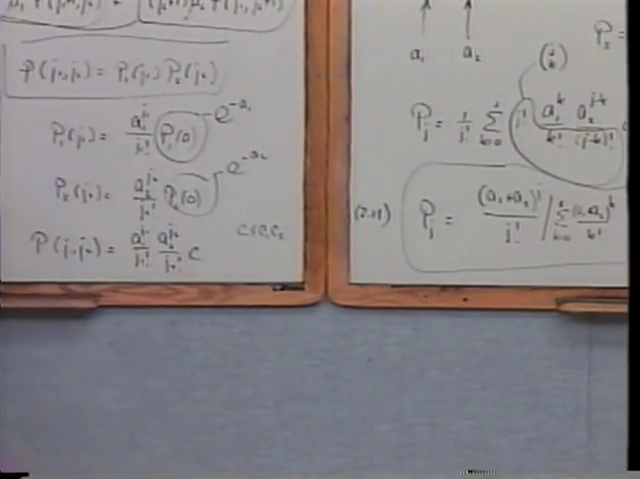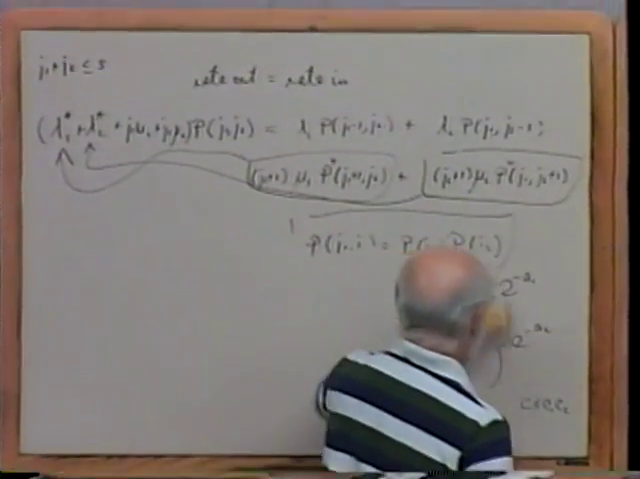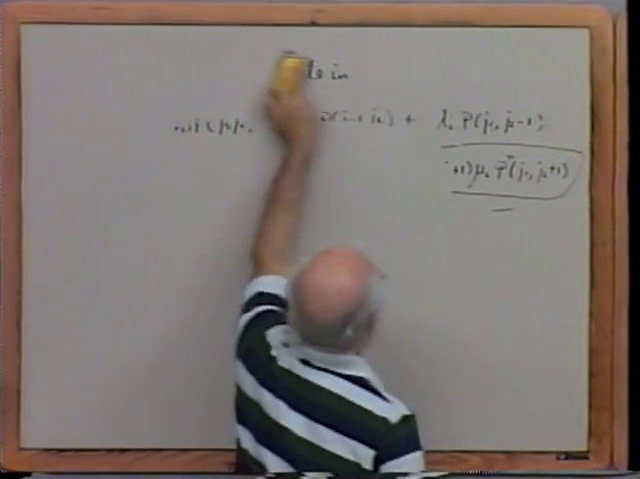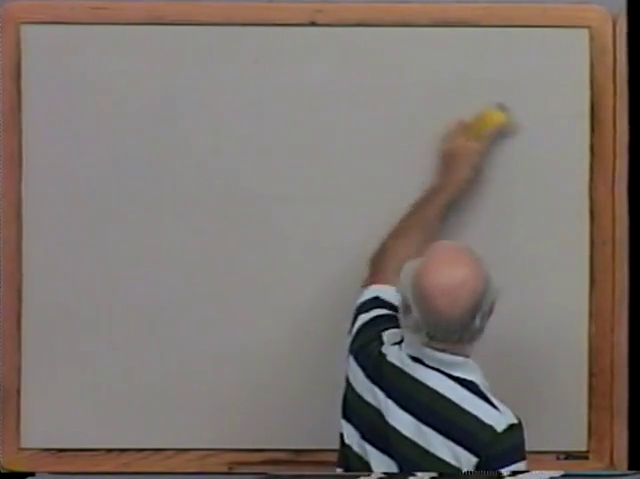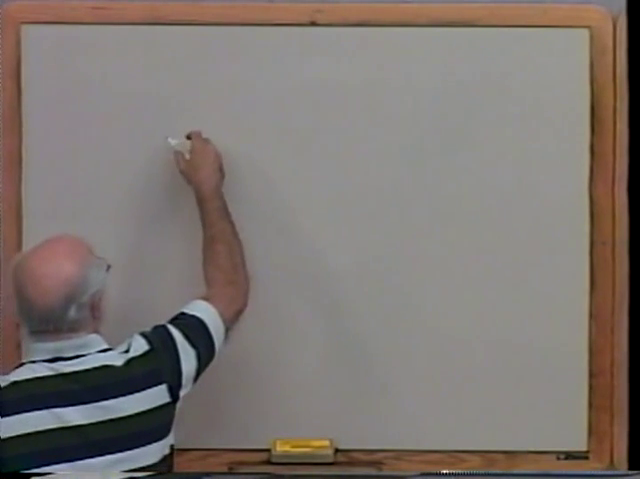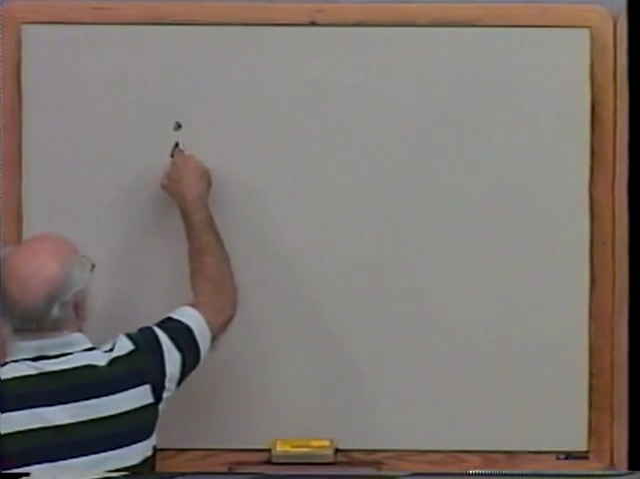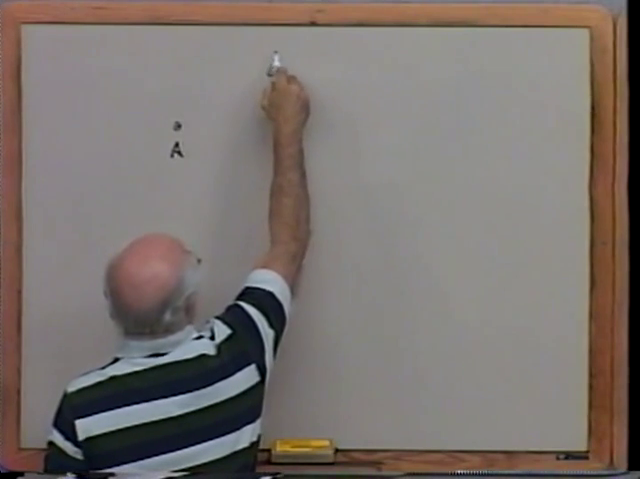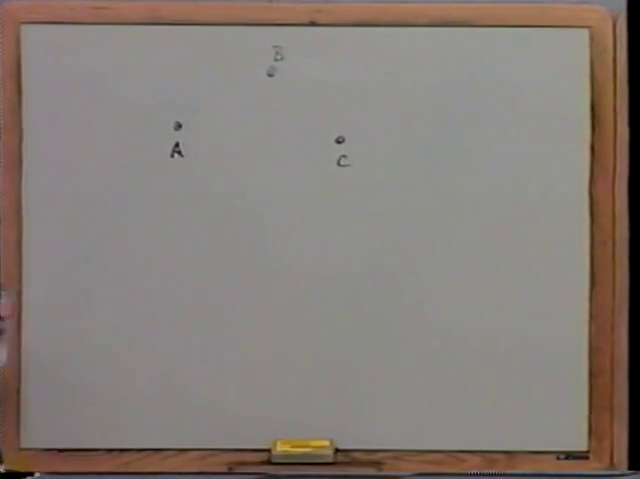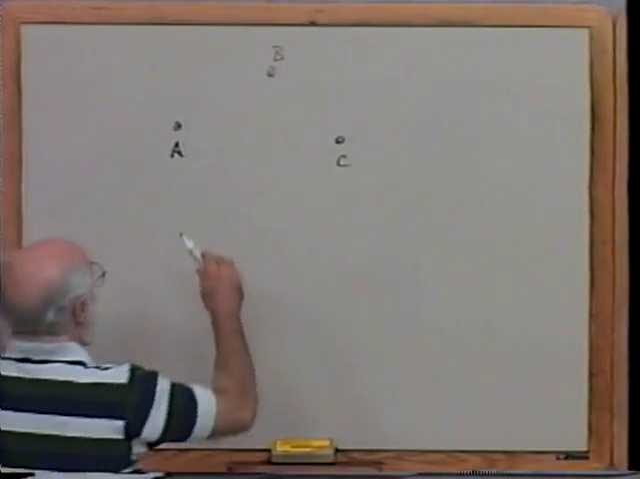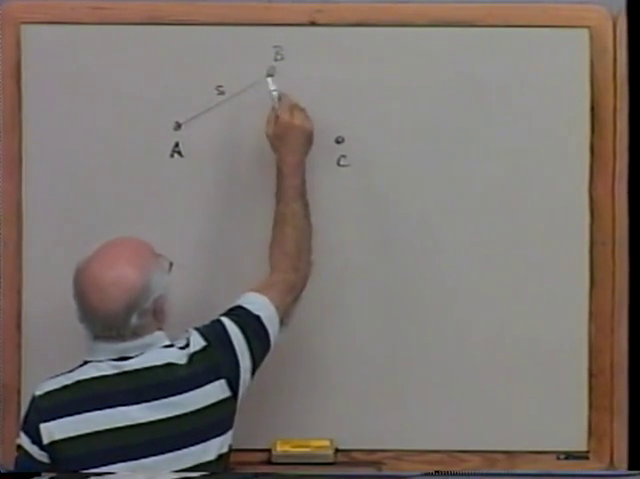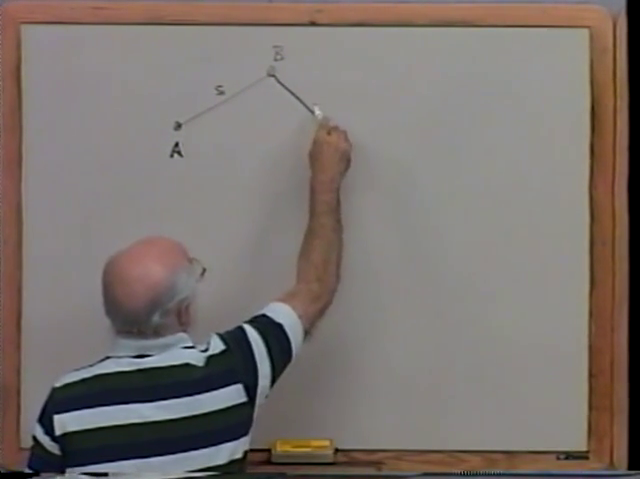Okay, so let's look at a simple model of a telephone network, a circuit switch telephone network. So here's the network. I have 3 cities. Here's city A, city B, and city C. And I have communication channels, or trunks, S1 trunks connecting A and B, and S2 trunks connecting B and C.